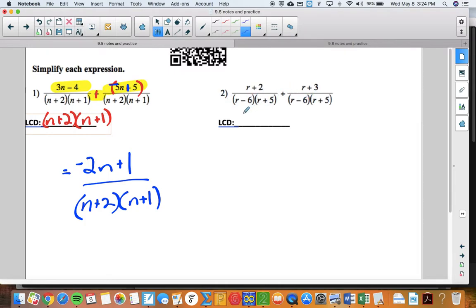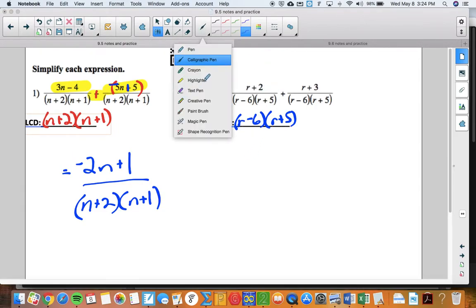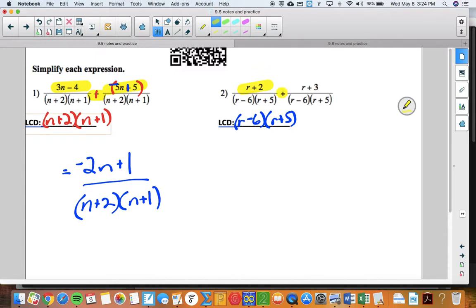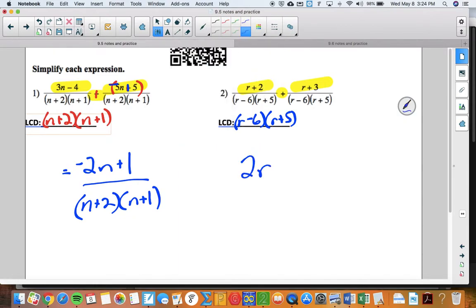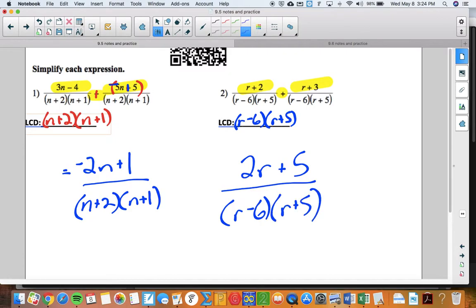Number 2, we're adding fractions. Notice they also have a common denominator already. So that's the least common denominator right here. Now I can add because I'm going to add the numerators together with that common denominator. So r plus r is 2r. 2 plus 3 is 5. So my new numerator is 2r plus 5. That's getting divided by r minus 6 times r plus 5. And I can't cancel out anything there.